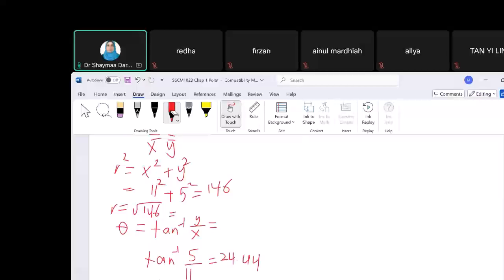The most important thing when you write the point, start from r. The first coordinate is r, the second one is theta.